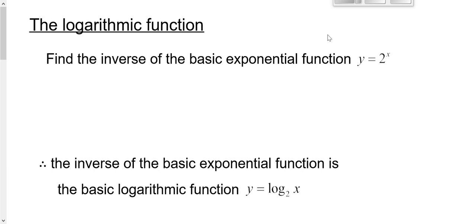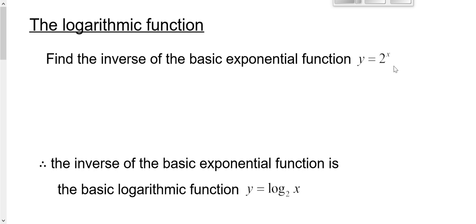Okay, so let's look at logarithmic functions in more detail. Find the inverse of the basic exponential function y equals 2^x. For the inverse, we basically swap the x and y. I hope you remember that. You learned that as the last concept in the transformation unit. So basically swap these two.